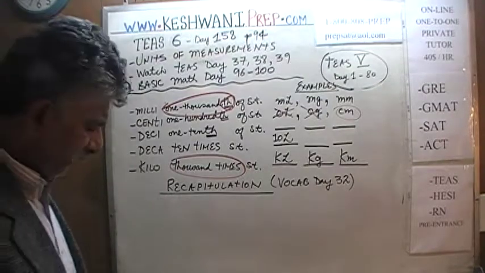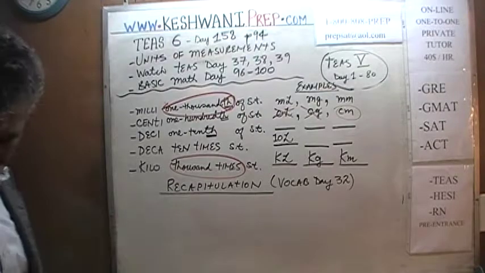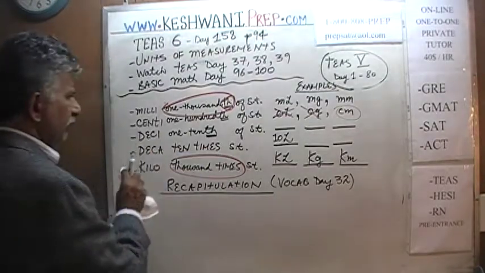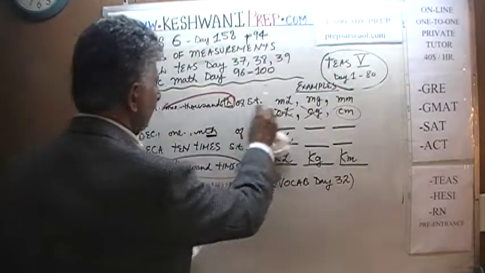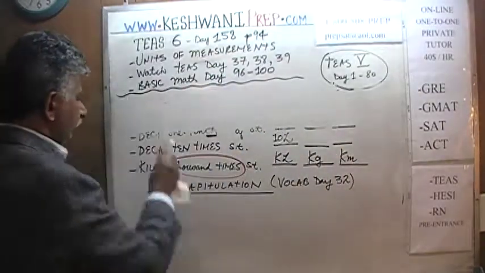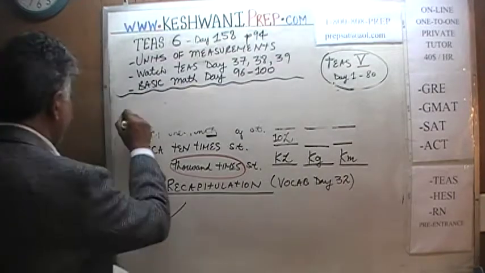So here's a quick recap. Actually, I'm not going to do it at the bottom. I'm going to do it on the top here because it's too low. We can erase all of this. We are done with all of these things. Let's erase it. So this says recapitulation, but we're doing the recap on the top here.